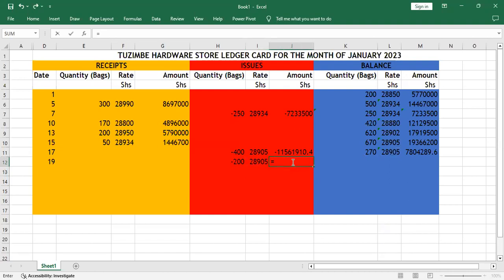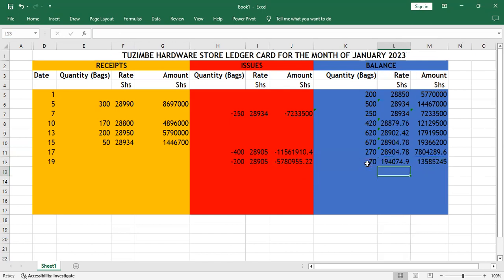To get the amount of this issue, I get the bags issued out times the rate, giving us that. To get the balance, it's 270 minus our 200, giving us 70. Then the balance is this minus this, giving us that. To get the average rate per bag, we get the cost of goods, or the cost of bags available for sale, divided by 70, giving us that.